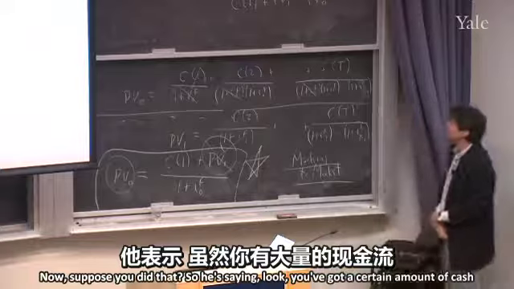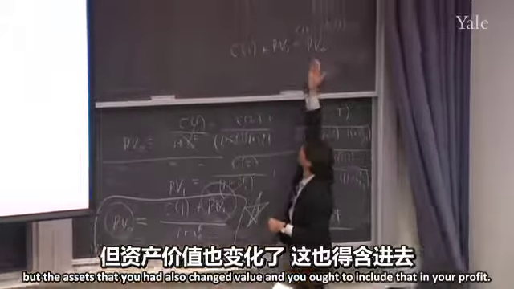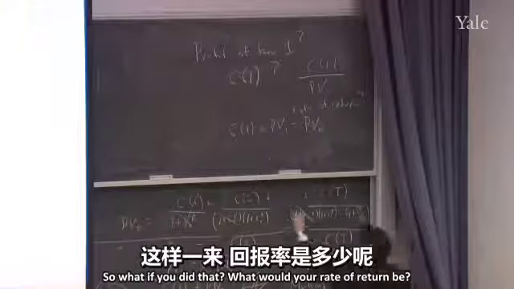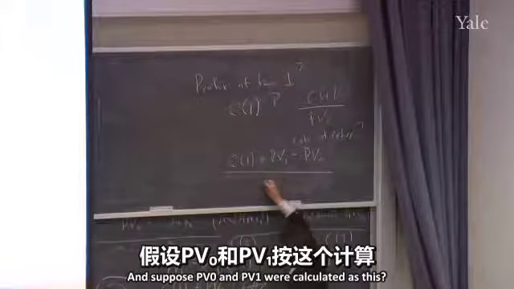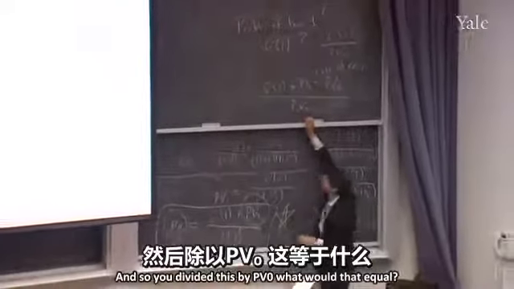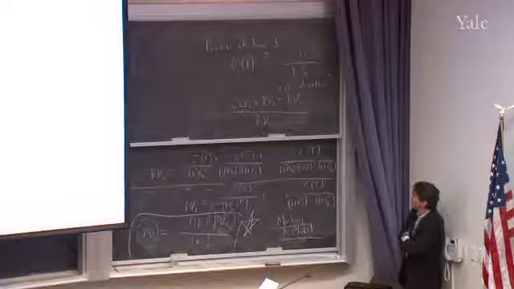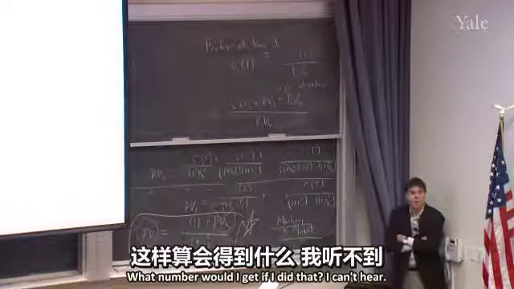Now, suppose you did that. He's saying, look, you got a certain amount of cash, but the assets that you had also changed value, and you ought to include that in your profit. So what if you did that? What would your rate of return be? And suppose PV0 and PV1 were calculated as this. And so you divided this by PV0, what would that equal? What number would I get if I did that?